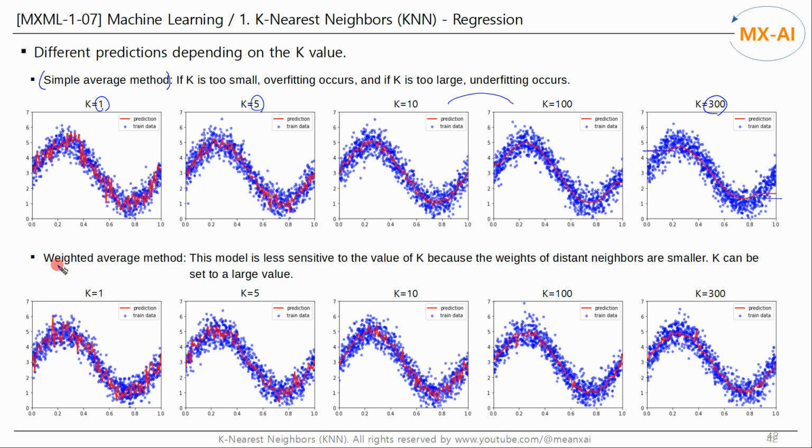Next, let's look at the results predicted using the weighted average method. You can see that when the k value is small, overfitting also occurs. But when the k value is large, underfitting does not occur. This is because neighbors far from the test data are given small weights and have little influence. This model is less sensitive to the value of k, so k can be set to a large value.